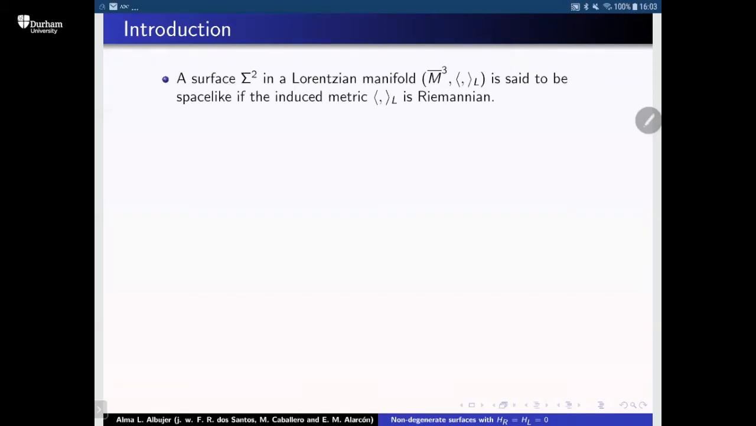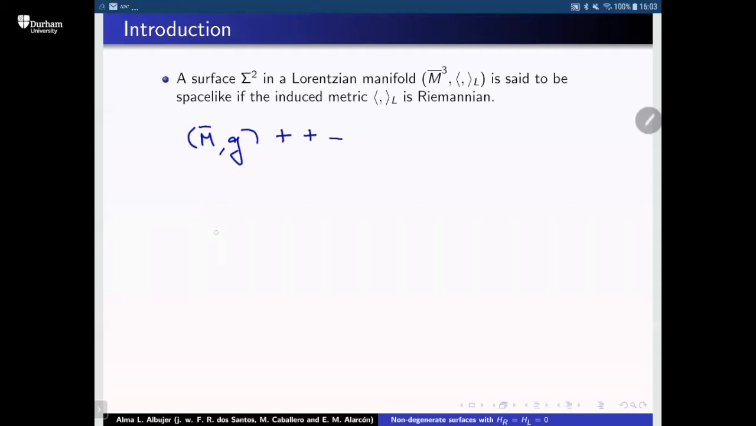In almost all my talk, I will deal with surfaces, so two-dimensional objects in three-dimensional manifolds. And the ambient space could be Riemannian or Lorentzian. A surface in a Lorentzian manifold is said to be space-like if the induced metric is Riemannian. A three-dimensional Lorentzian manifold is just a three-dimensional topological manifold endowed with a semi-Riemannian metric of index 1, so something like plus plus minus.